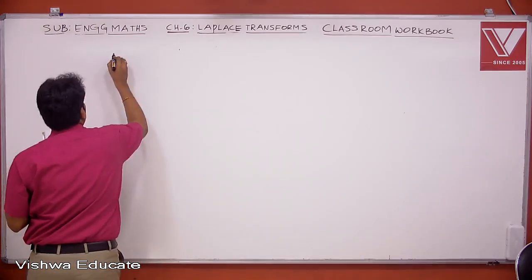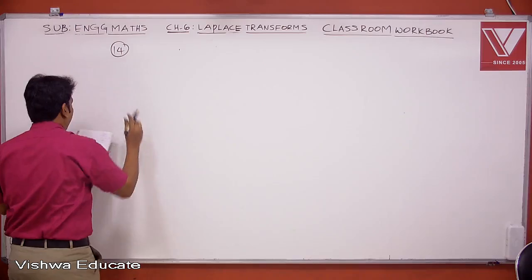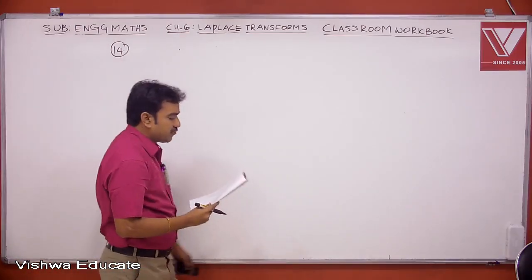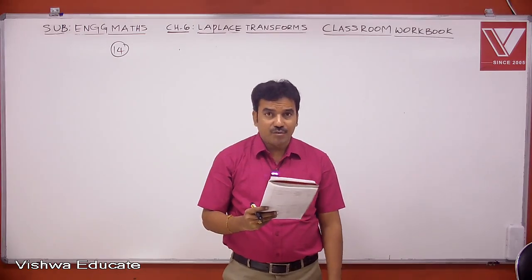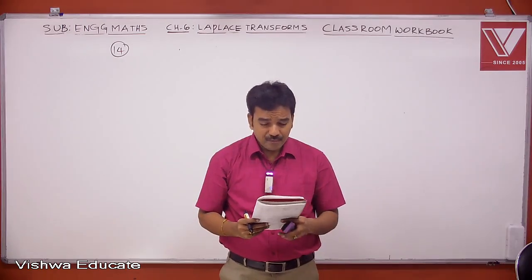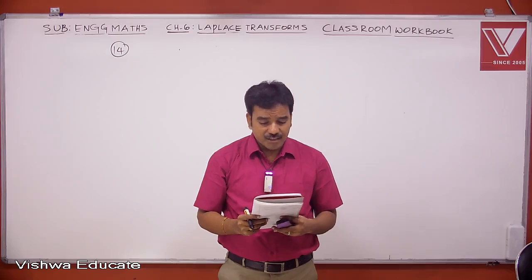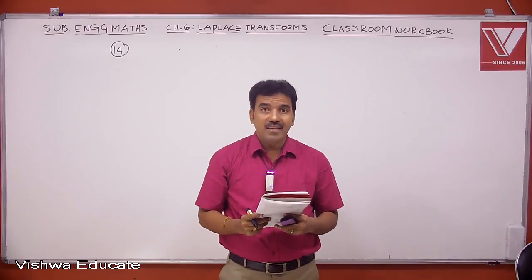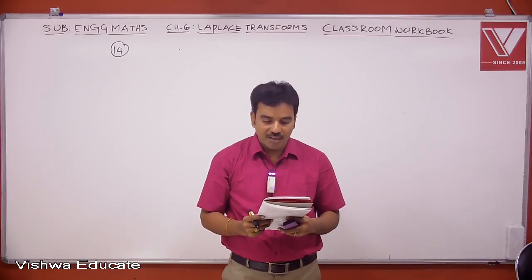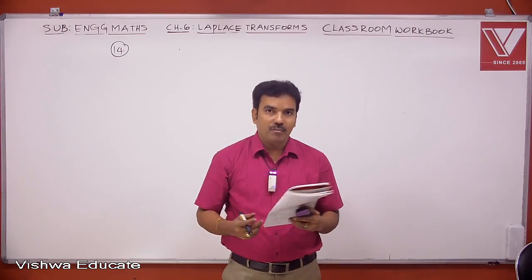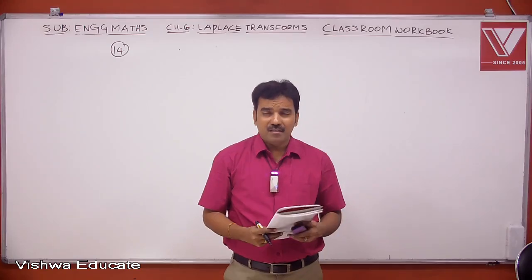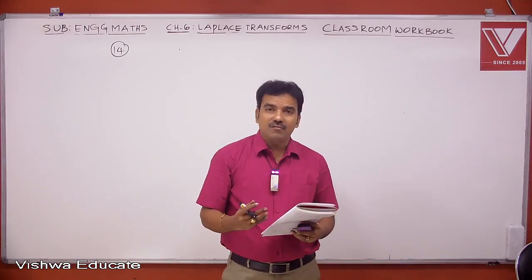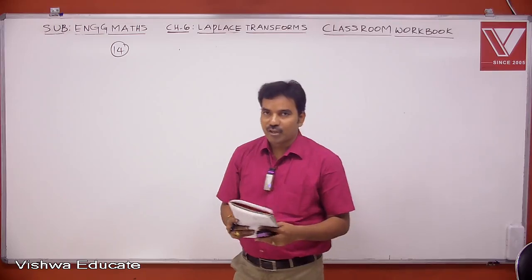Now let us discuss question number 14. The function f of t satisfies the differential equation d square f by dt square plus f equal to 0 and the auxiliary conditions f of 0 is 0, df by dt at t equal to 0 is 4. The Laplace transform of f of t is. So this is application of Laplace and inverse Laplace to solve differential equations.